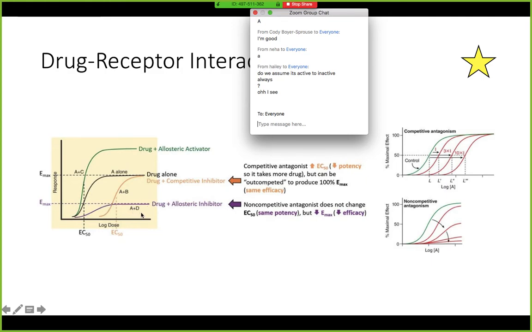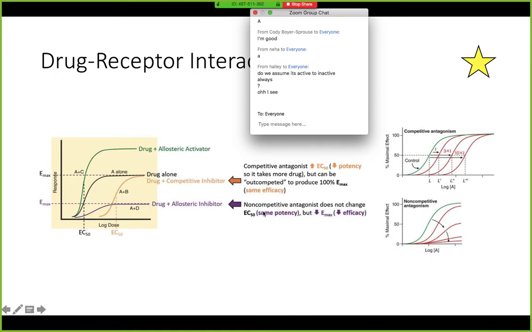Whereas in A plus D, which is the drug plus an allosteric inhibitor, it's going to act as a non-competitive antagonist. Because it's allosteric, it's not competing for the binding site. It's binding somewhere else, but it's still acting as an inhibitor. And your EC50 is not going to change. So you'll have the same potency, but a decreased Emax, which means a decrease in efficacy.